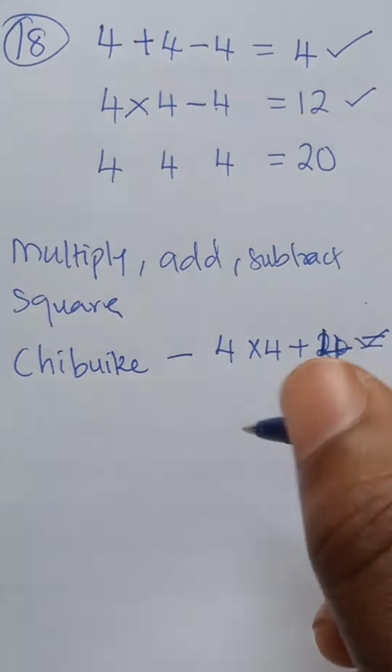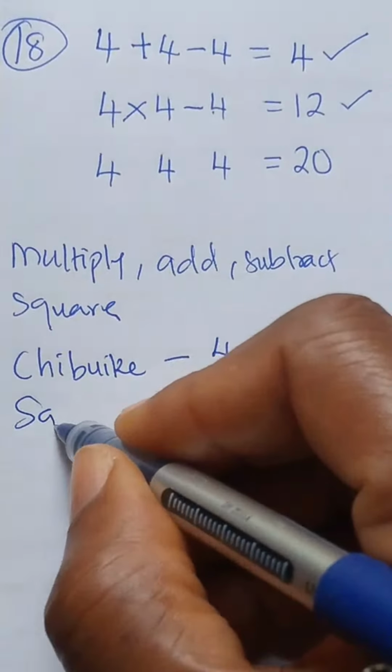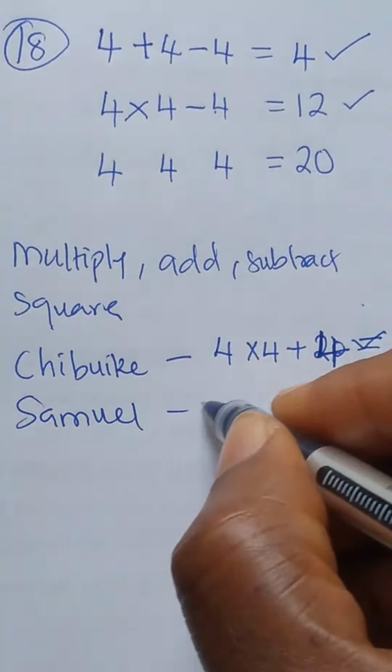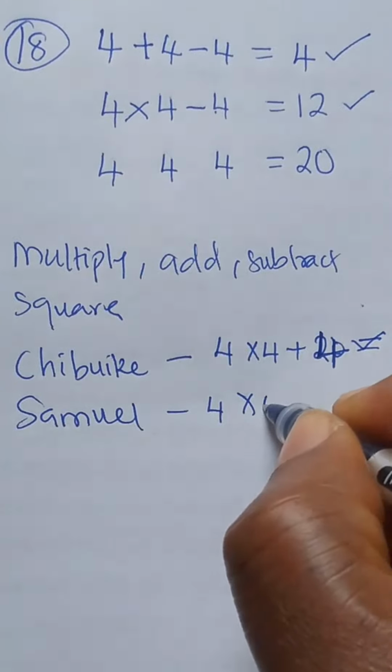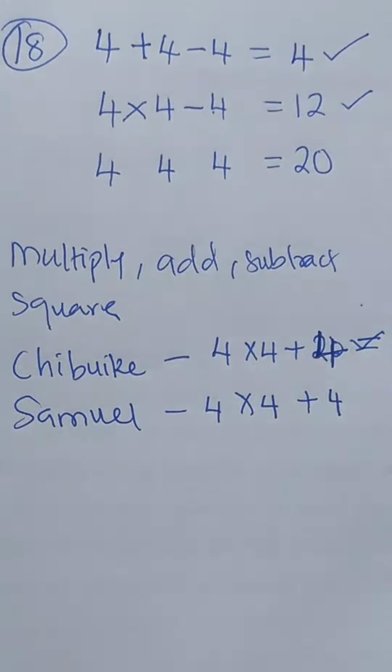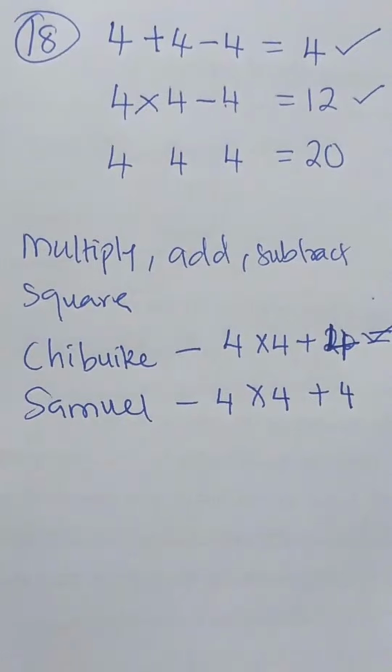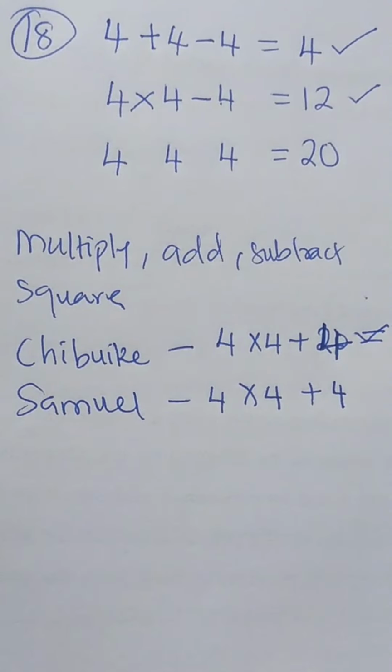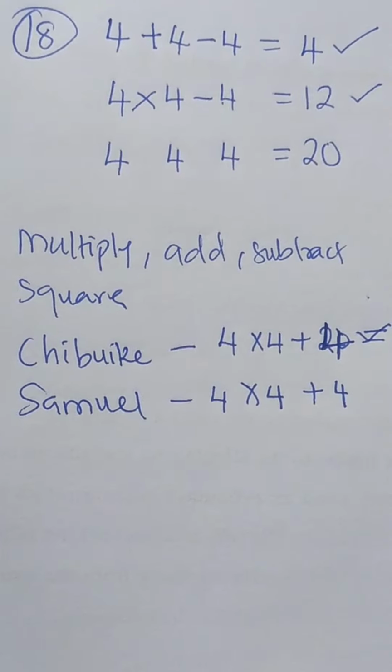Okay, Samuel, the same thing. Samuel says 4 times 4 plus 4. Okay, so Samuel is correct. More operations, please. Try something new. Can you try something new? Okay, so Chibike and Samuel got it correctly.